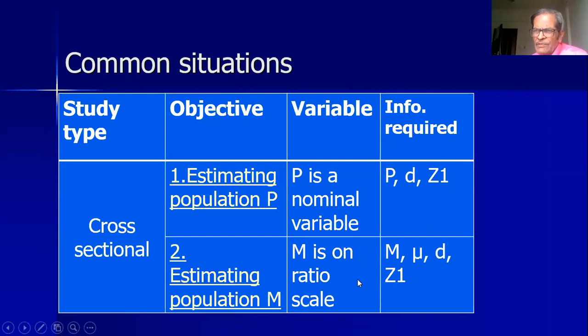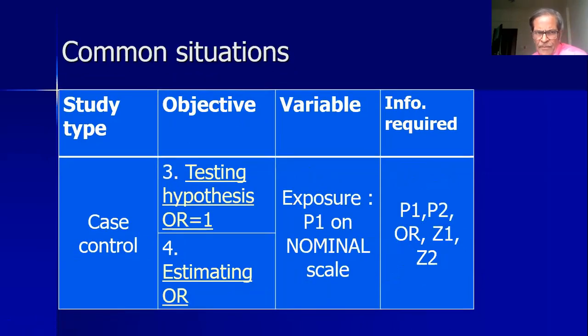You will have to tell as it may be such and such value, which can be obtained from the previous literature or by doing a pilot study, and the standard deviation of this mean. This is the standard deviation of the mean, the precision with which you want to estimate the mean, and Z1, that is the Z value associated with the alpha error that you have selected.